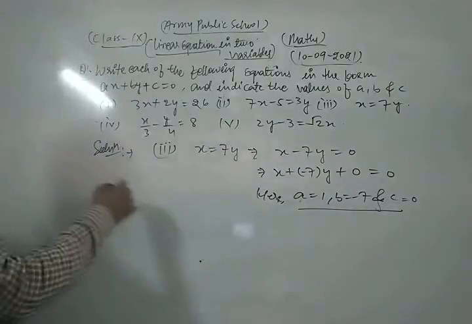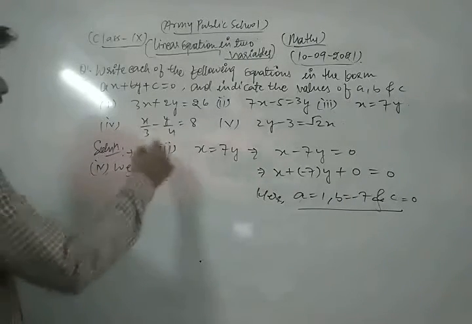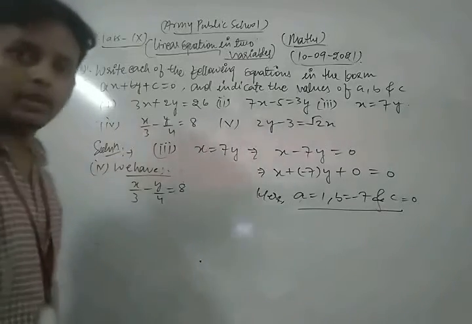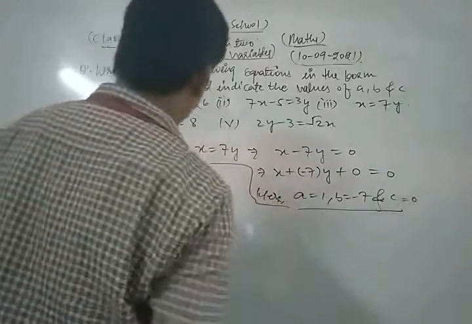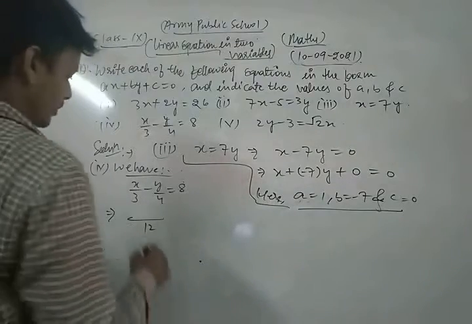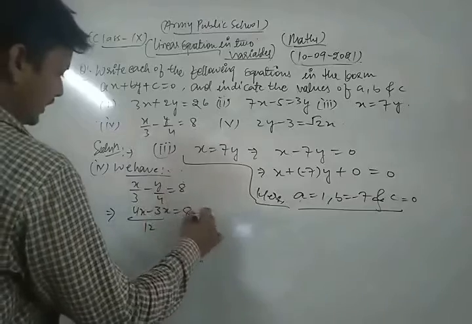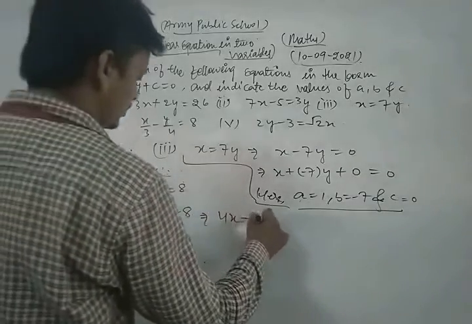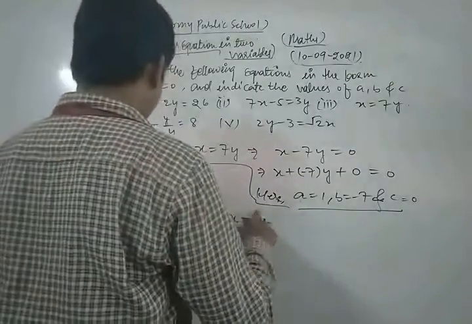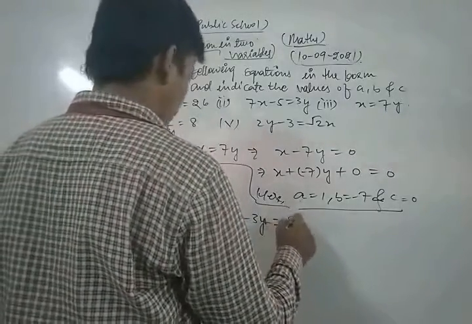Okay, now we take and solve the fourth part of this question. So we have x upon 3 minus y upon 4 is equal to 8. Now we take their LCM as 12. First of all, we simplify them. So we have 4x minus 3y is equal to 8 into 12.